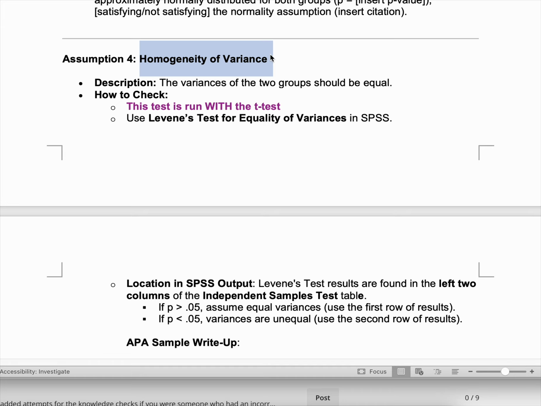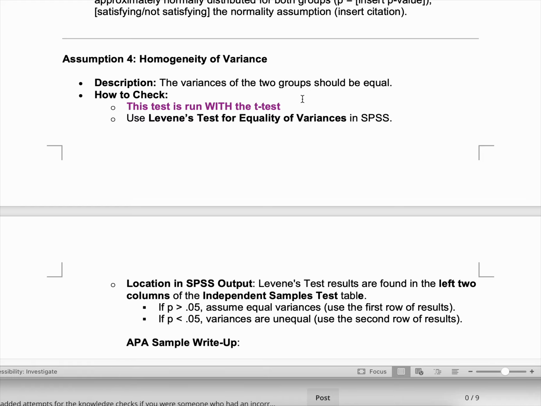Because if I'm trying to understand if there's a difference in these groups, I need to try to keep them as similar as possible. So I can compare an apple to an apple or an orange to an orange. That's what we're really looking for here. But what's interesting about this assumption is you can only do it with the actual t-test. So you cannot run this prior to running a t-test.